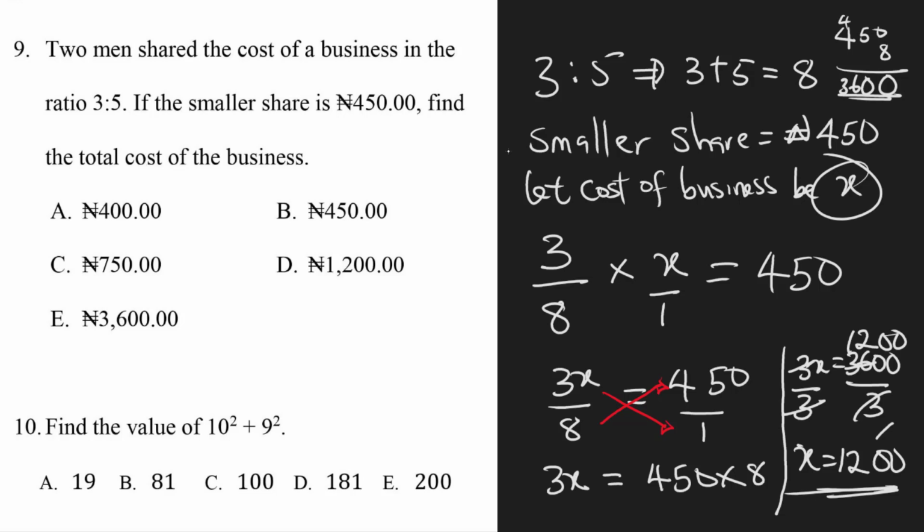So you always use that part that is having complete information. That's why we use the smaller, since the smaller share is 450, right? So let's check our options. Of course, from our options, the answer is D. So let's move to the next question.